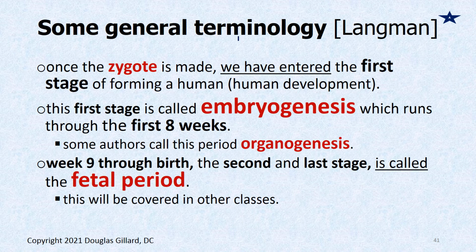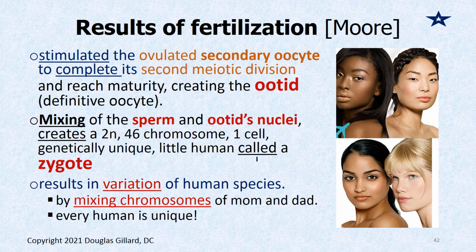All right, some general terminology. Once the zygote is made, we have entered the first stage of human development, which is called embryogenesis. That'll run for about 8 weeks. We talked about that in week 1 already. Some authors call this organogenesis, so watch out for that. Moore calls it organogenesis, and Moore is a chiropractic board book. Week 8 through birth is called the fetal period, which we're not even going to come close to getting into.